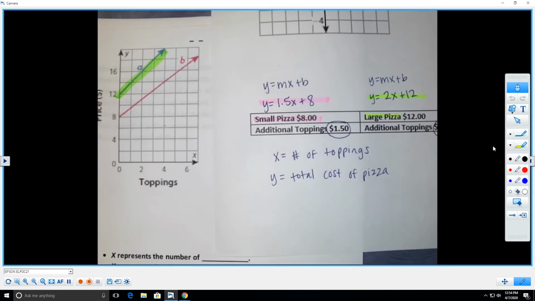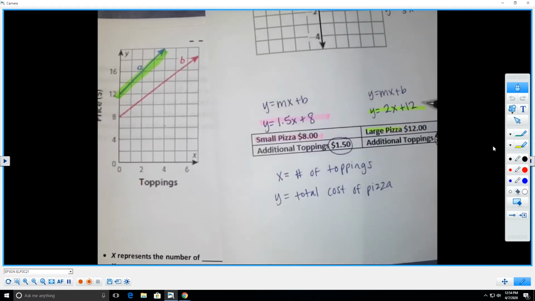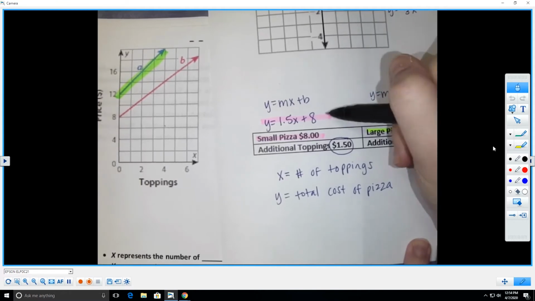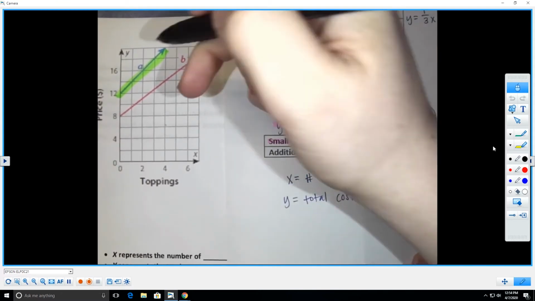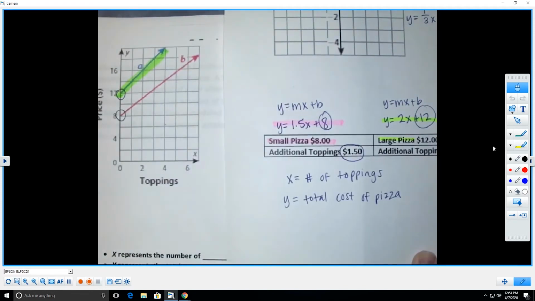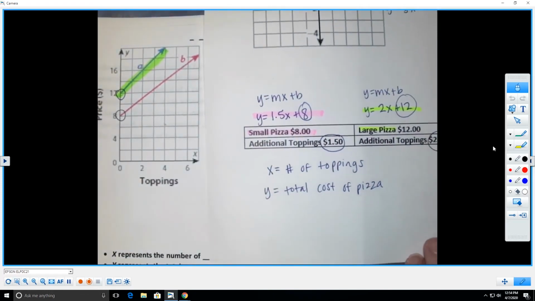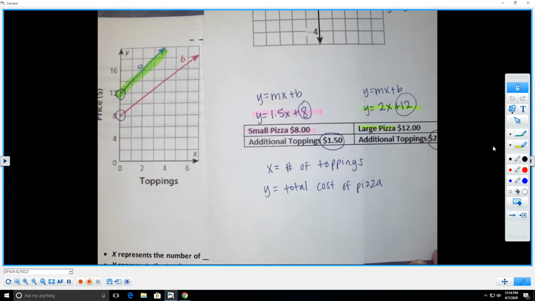What did you decide? The rate of change is the cost of each additional topping. The initial value of each function is the value of y when x is 0. What do the initial values represent in this situation? So what do these initial values here, here, or if you're looking at the graphical model, here and here, what do they represent in this situation? Right. That is the price of pizza with no toppings.